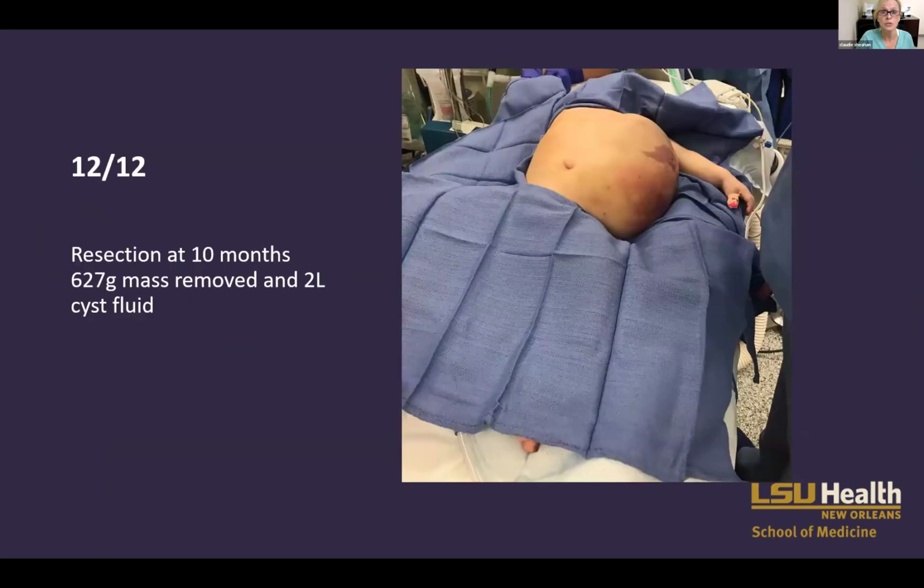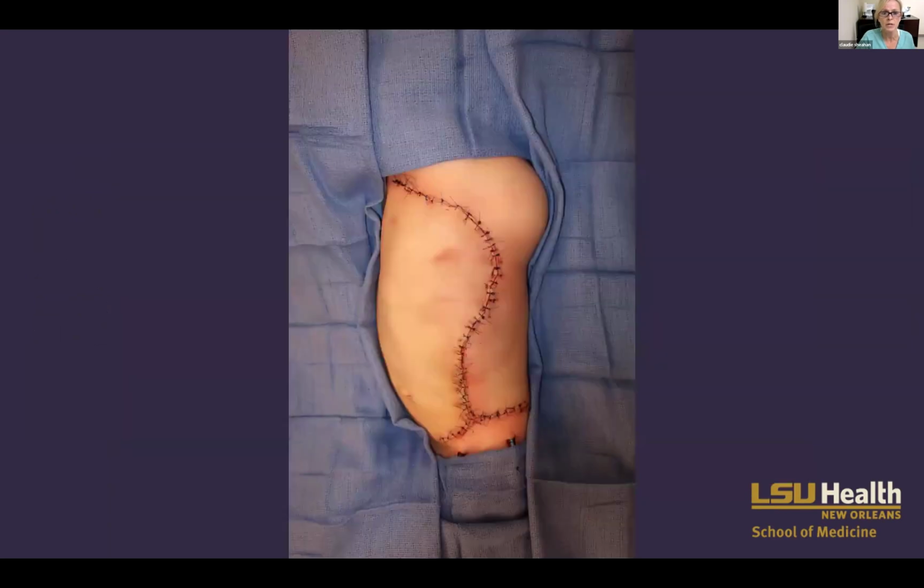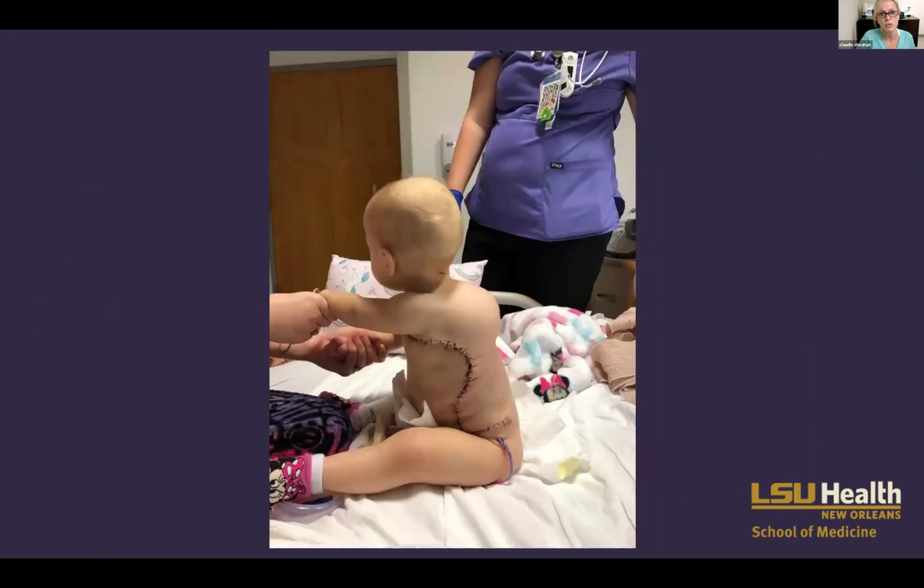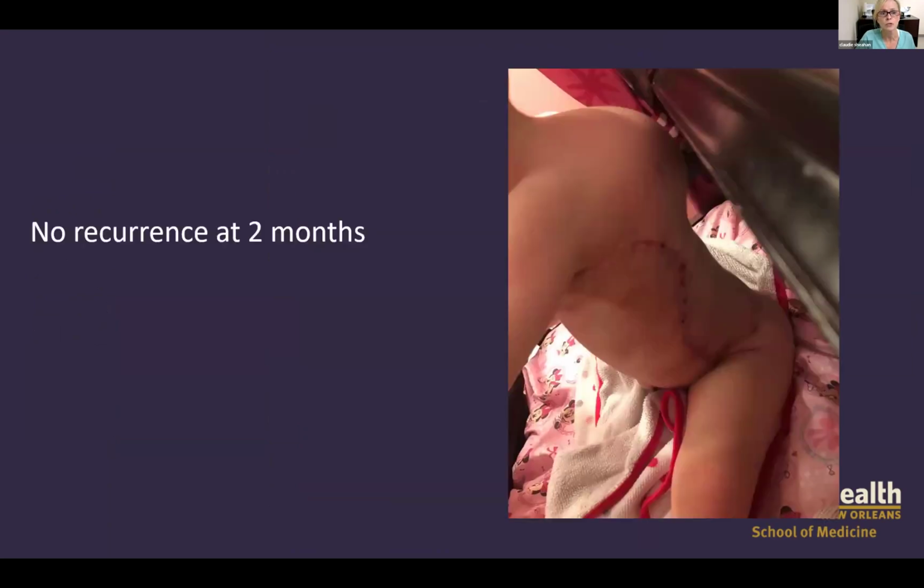So at 10 months of age, we did do a resection. A total of 2 liters of fluid came out of the mass and over 600 grams of tissue. And you could see here that very, very large prominent draining vein in that photo. And this is her at the completion, the large extent of her resection, but you can see the dramatic reduction in size afterwards. And she did very, very well. This is her post-op, and she celebrated her first birthday. No recurrence at 2 months.